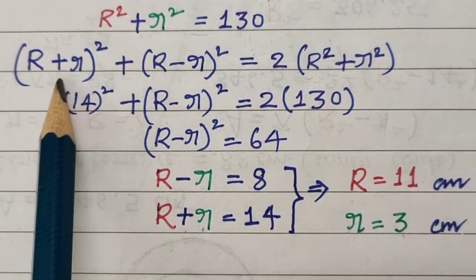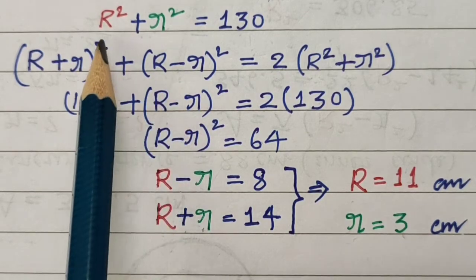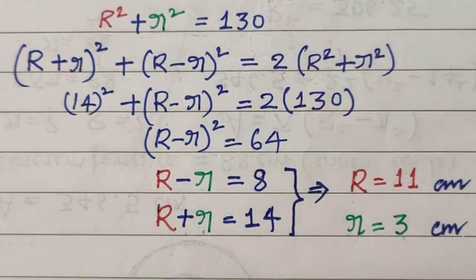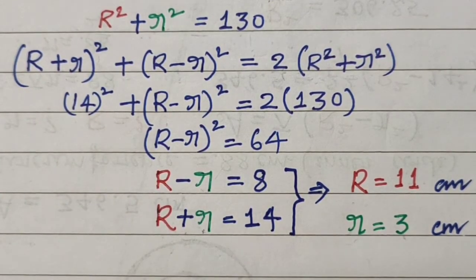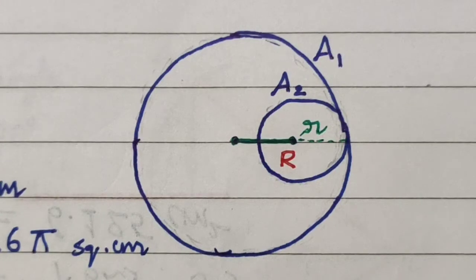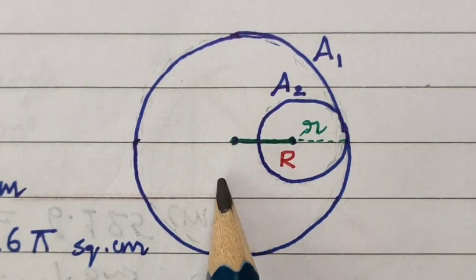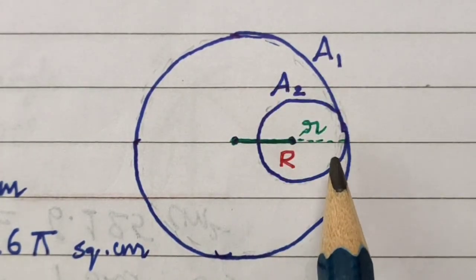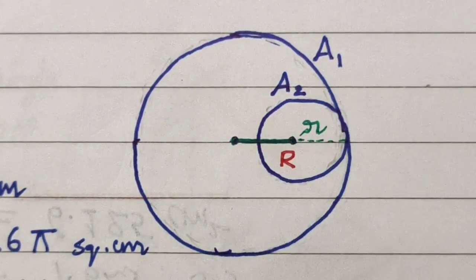Here, this formula we need not remember. You have to use a plus b whole square and a minus b whole square. Then 2ab here and minus 2ab will get cancelled. We'll get 2 times R square plus r square, and use the given values and find out R and r. This sum was also similar to the previous sum. The only thing is, in that previous problem the circles were touching externally, here the circles are touching internally.